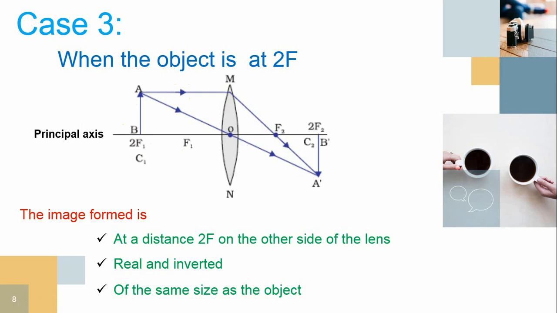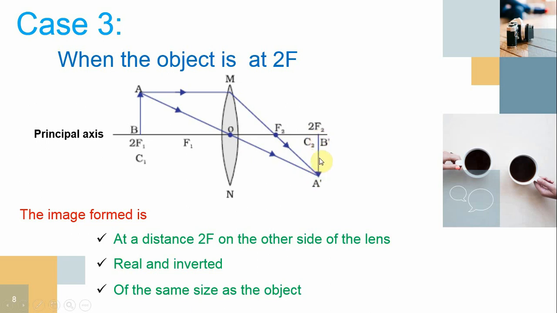It is not refracted. That means it does not change the direction of the light. It goes straight. These 2 lines intersect here at the position 2F. The image is formed at 2F on the other side of the lens, and the nature of the image is real and inverted because the image is formed in the downward direction.